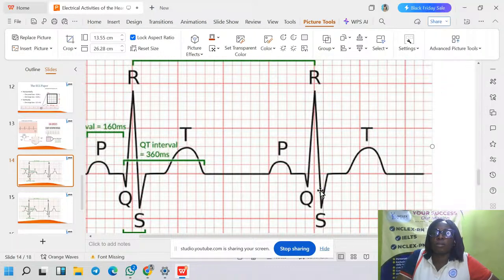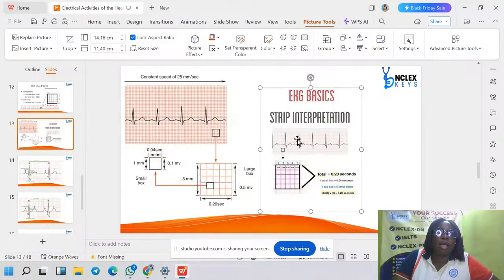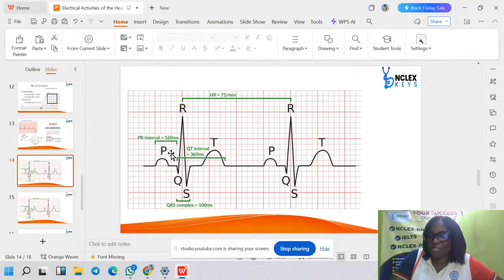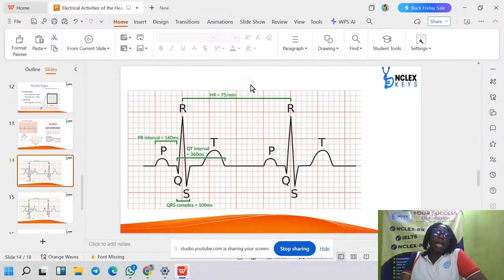Can you see R to R, 75 beats per minute? It's here, see my cursor here. Please, if you can see it, let me know. Yeah, you can see it. Now, I will use this for the small boxes method, and I will use it for the big boxes method.